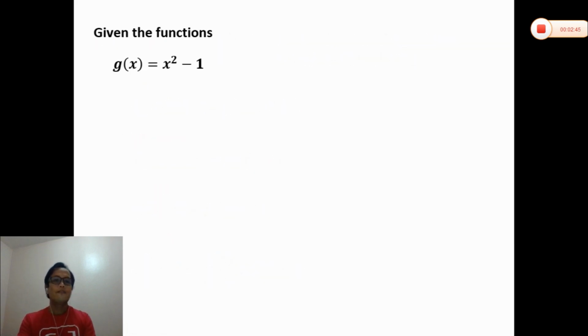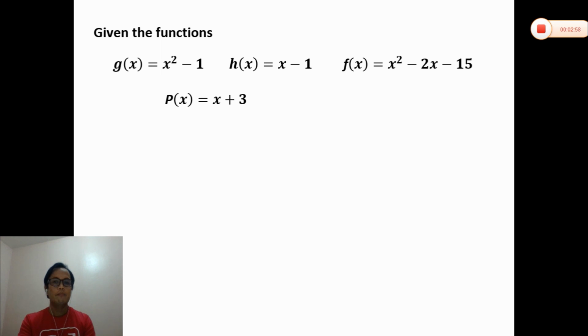If you are given the following functions, g of x is equal to x squared minus 1, h of x is equal to x minus 1, the f of x is equal to x squared minus 2x minus 15, then you have p of x equals x plus 3, and your q of x is equal to 2 plus x. For example, we are given these 5 functions and you are told to find the following.